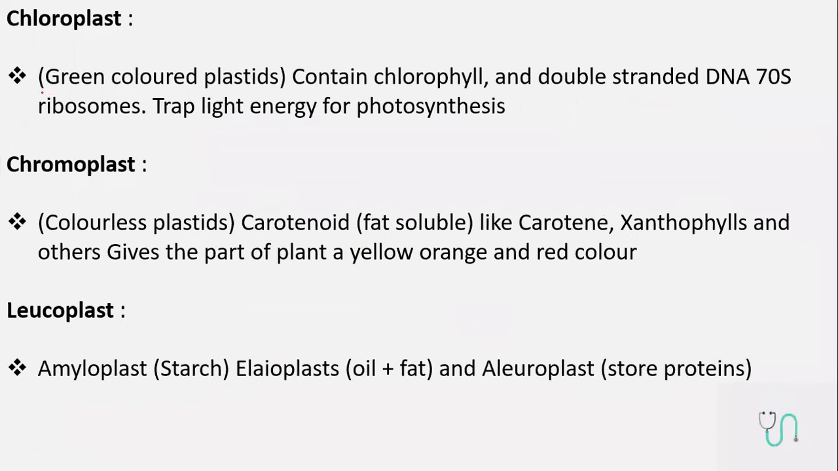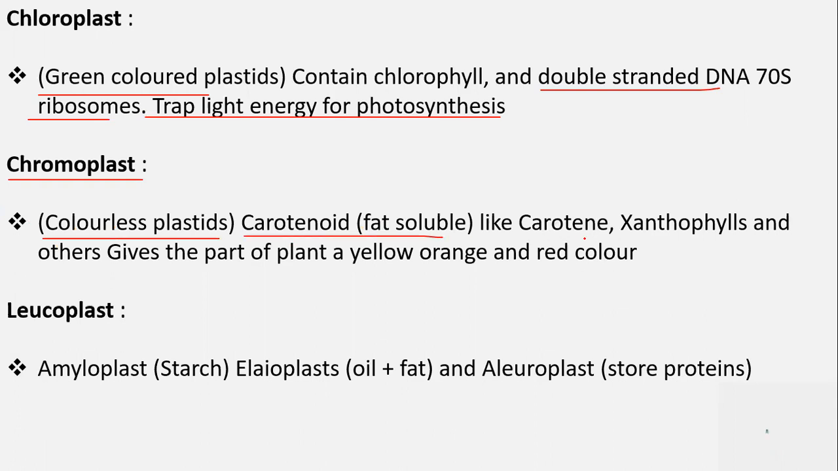Chloroplast, the green-colored plastid. It contains chlorophyll, double-stranded DNA, and 70S ribosomes. It traps light energy for photosynthesis. Chromoplasts are the colored plastids. Carotenoids are fat soluble, like carotene, xanthophylls, and others. They give color to plant parts like fruits and flowers.